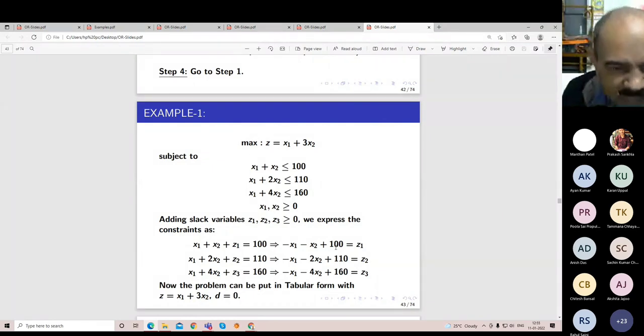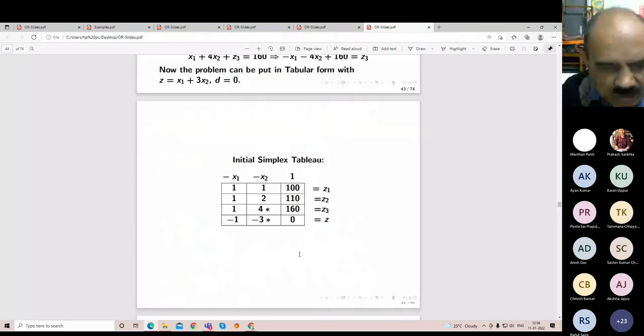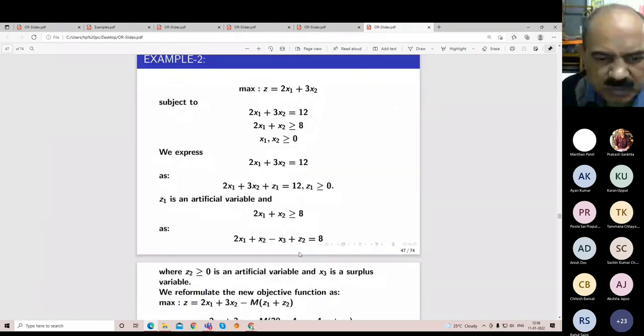We have only slack variables. X1, X2 are the decision variables. Z1, Z2, Z3 are the slack variables. No artificial variables, no surplus variables. So directly this table is applicable. But if surplus variables and artificial variables are there, this table we have to modify. Now the question is, how do we modify? Now we have some answer. Here I am going to the next problem. See, this is a problem.